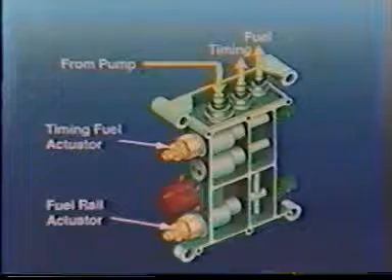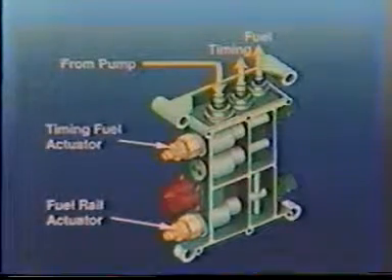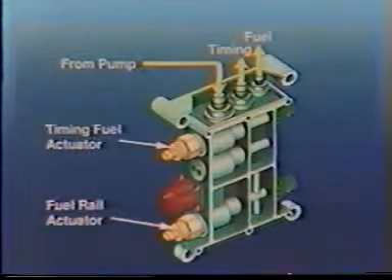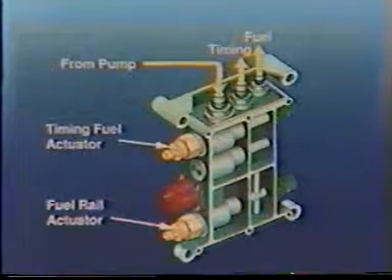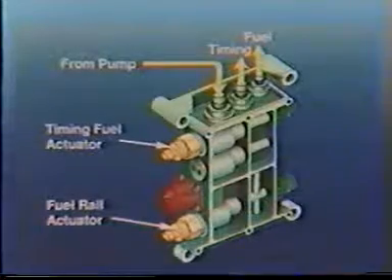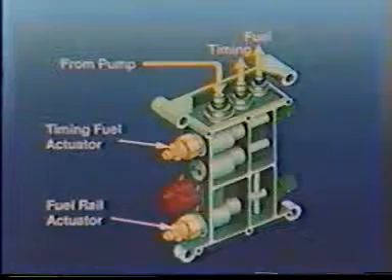The control valve assembly has 1 fuel inlet port and 2 outlet ports. Each outlet port is controlled by a separate actuator. The fuel rail actuator controls the fuel required for combustion. The timing fuel actuators control the fuel necessary to control injector timing.